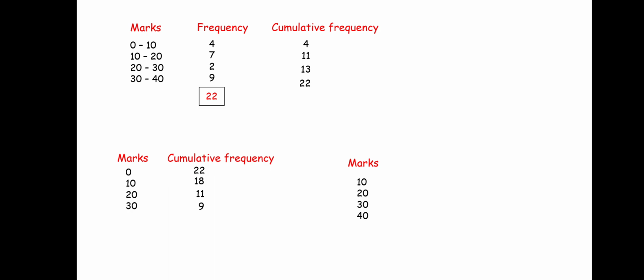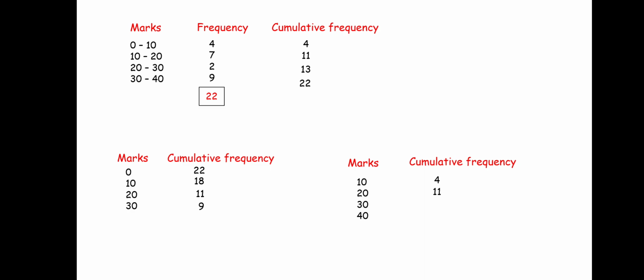Lower limit means marks is 10. So how many students scored marks less than 10? We'll have 4. Next, how many students scored marks less than 20? We'll have 11. In the first table we knew that 10 to 20 is scored by 7 students, but we want a lower limit, meaning how many students scored marks less than 20. So it will also include students who scored marks between 0 to 10. So 4 plus 7 we got 11.